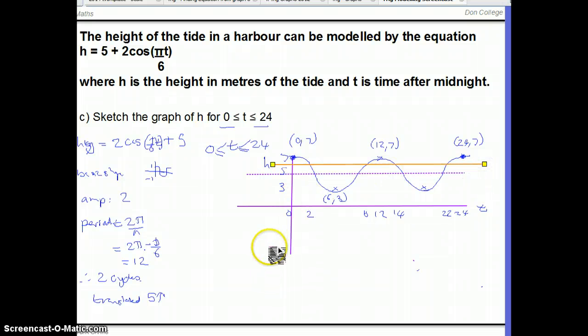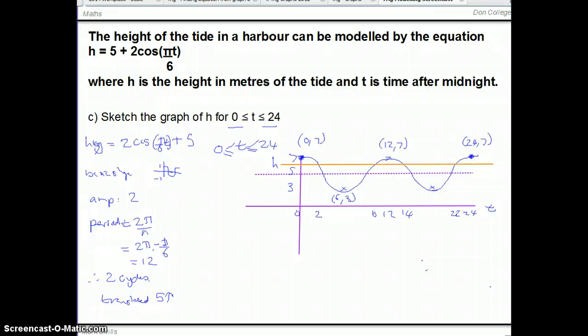So it's all the points at which it's greater than 6 meters. That's when the trawler can come in. So from here to this point, from this point through to there is okay. So it's sometime between midnight and here, sometime before and after midday, and this time before midnight again.